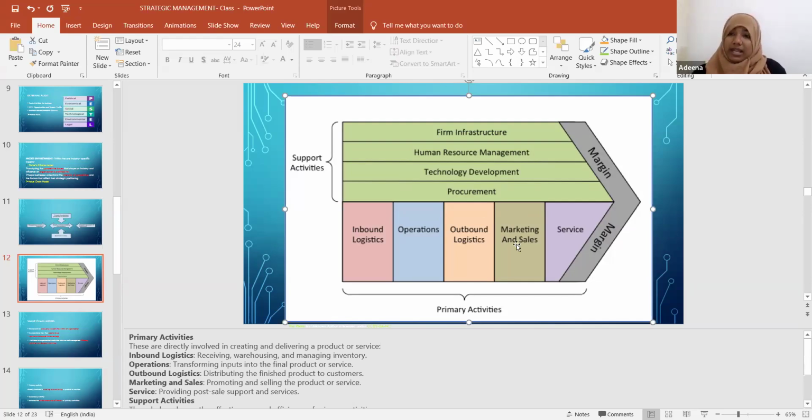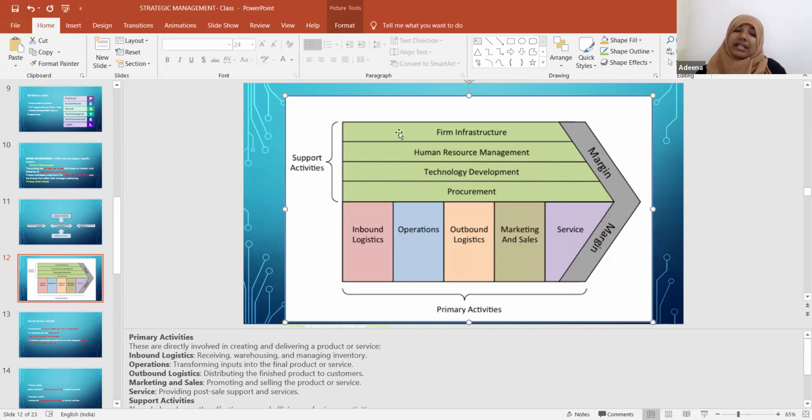The next stage is marketing and sales, where the organization has to set its strategy for how they are going to market the final product to their customers. In this stage, the positioning happens, positioning in STP, segmentation, targeting and positioning. And then services is the post-sales stage, where the organization gives post-sale services. All these stages have an impact on the organizational strategy formation.